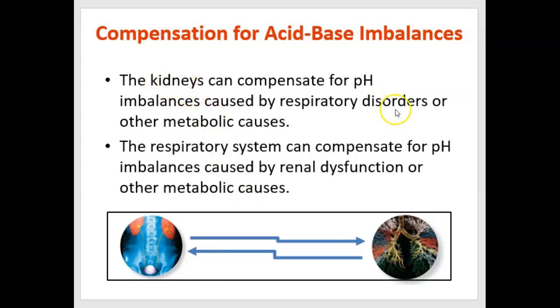Now, kidneys can compensate for any pH imbalance that's caused by a respiratory disorder, or any other metabolic cause that's not related to the kidney. But the respiratory system can compensate for pH imbalances that are caused by anything else that's not the respiratory system. Like somebody that has diabetes, let's say they're experiencing acidosis. The respiratory system could hyperventilate to get rid of more CO2 and thereby get rid of more hydrogen ions.